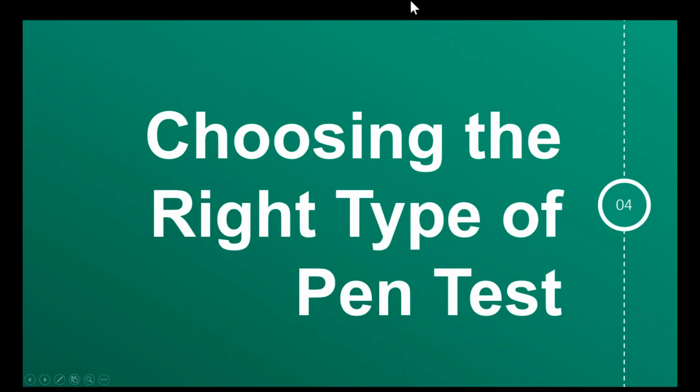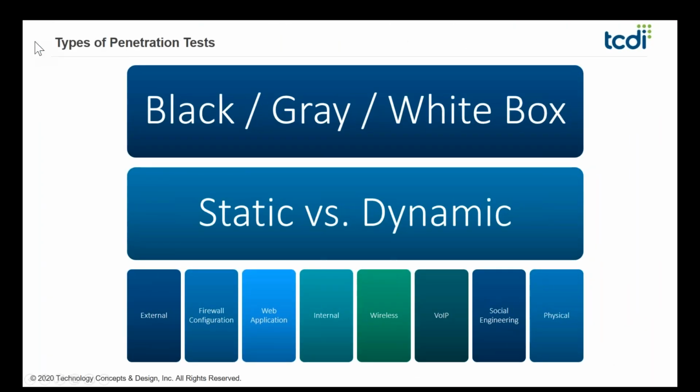Right, so choosing the right type of pen test is critical. We talked a lot about how it's important to communicate with the pen tester, get an idea of the tools they use and what they do. And Bogdan and Eric are going to go more into the difference between black, gray, and white box testing and static versus dynamic.